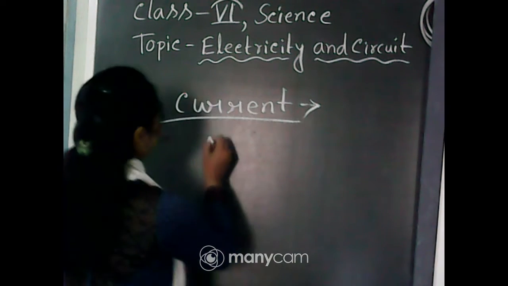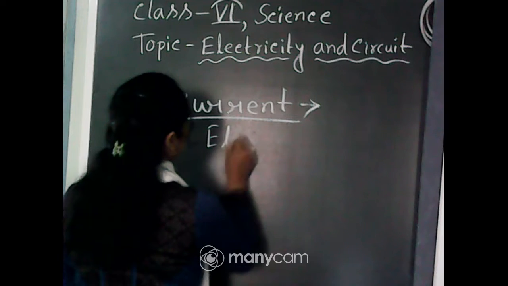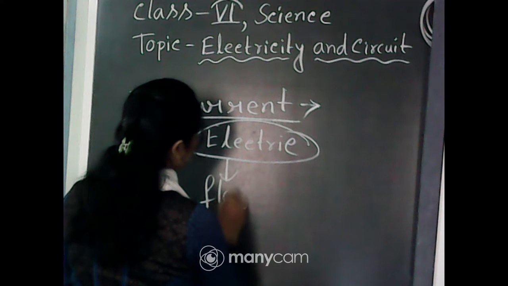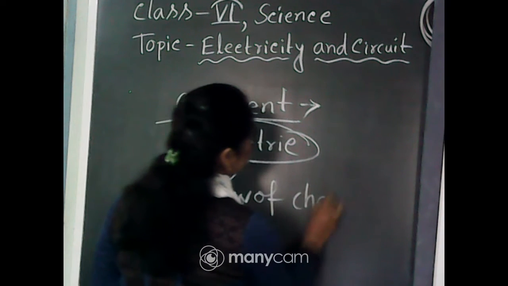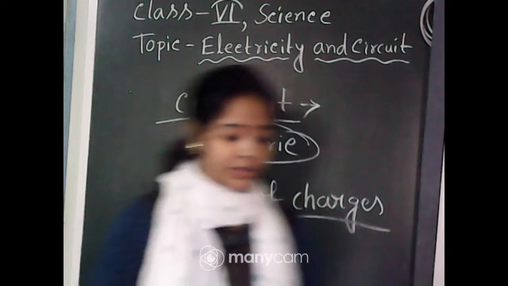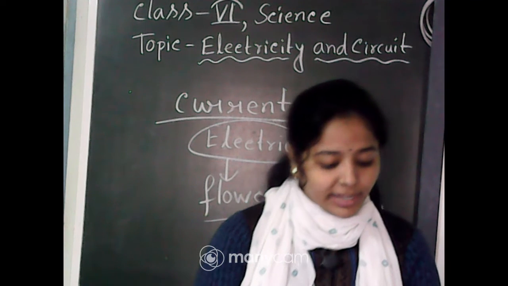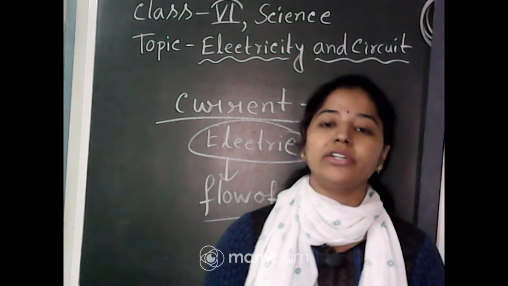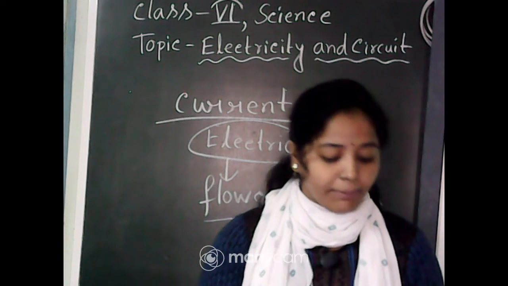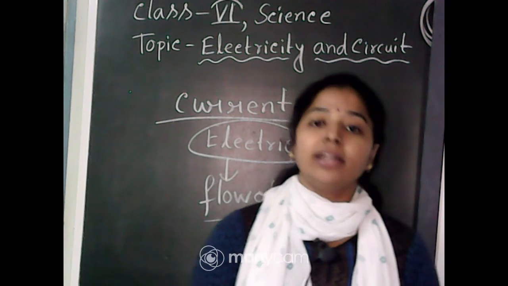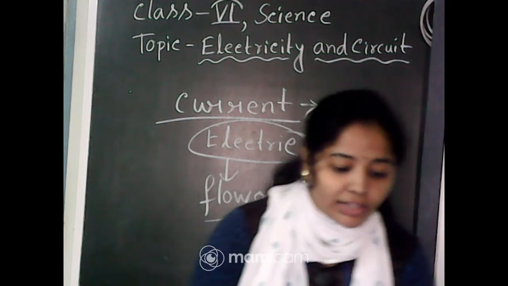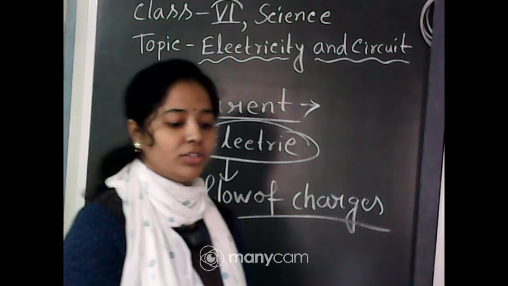So, what actually is there in electric current? There is flow of charges in a particular direction, okay. Understood this? So, when particles flow in an electric circuit to produce electricity, then it is known as electric current. Again I am telling, when particles flow in an electric circuit to produce electricity, it is known as electric current. Understood everyone this point? Understood, no?